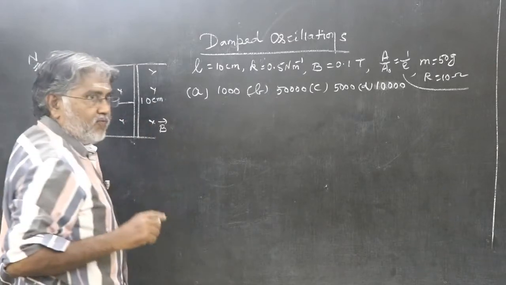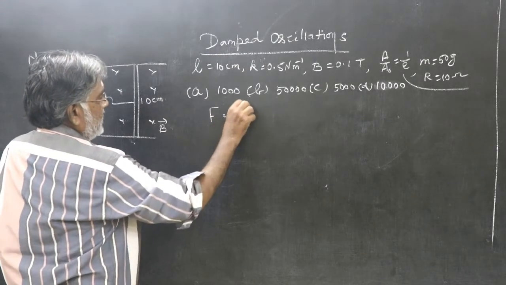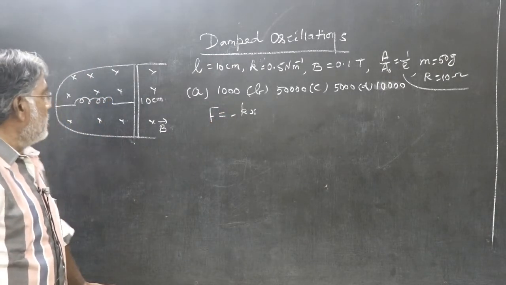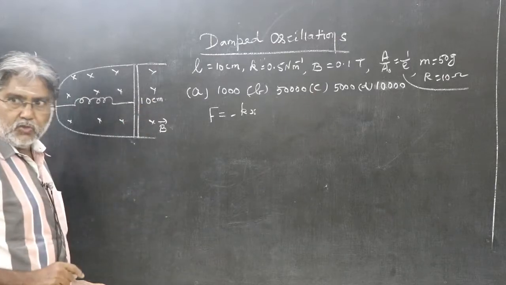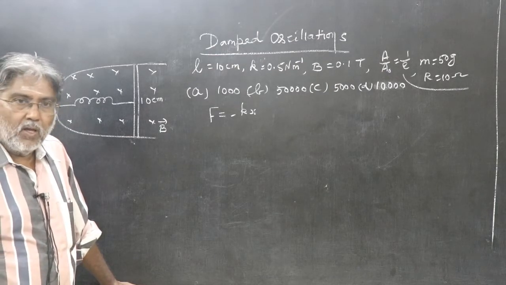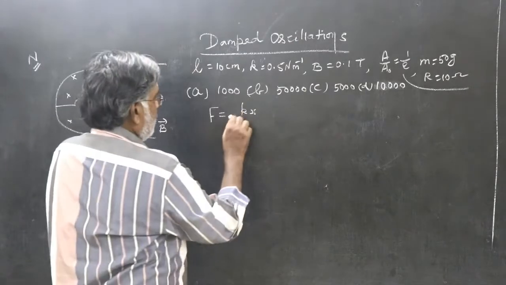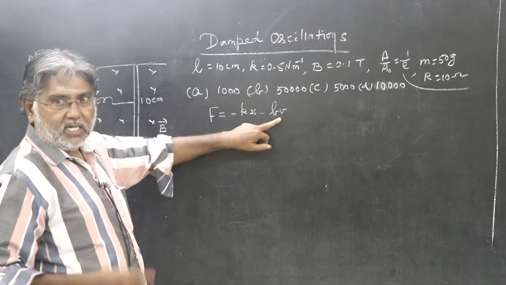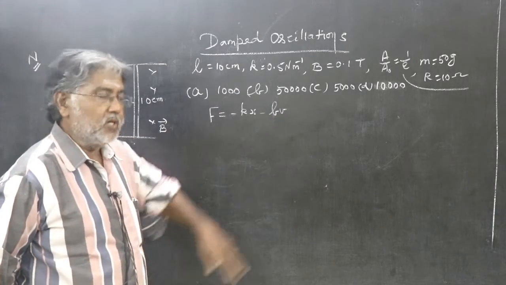So in that case, if there is no magnetic field, straight away we will write F as minus kx. So the usual equation which you are all very much familiar with. But here, in addition to this, there is a magnetic field applied. As the metallic strip moves, there is induced current. The nature of the induced current is to oppose the motion of the metallic strip by Lenz's law. So there will be an additional force always trying to stop the motion. Let's say that is minus bv. We will see presently why we should write it as minus bv.